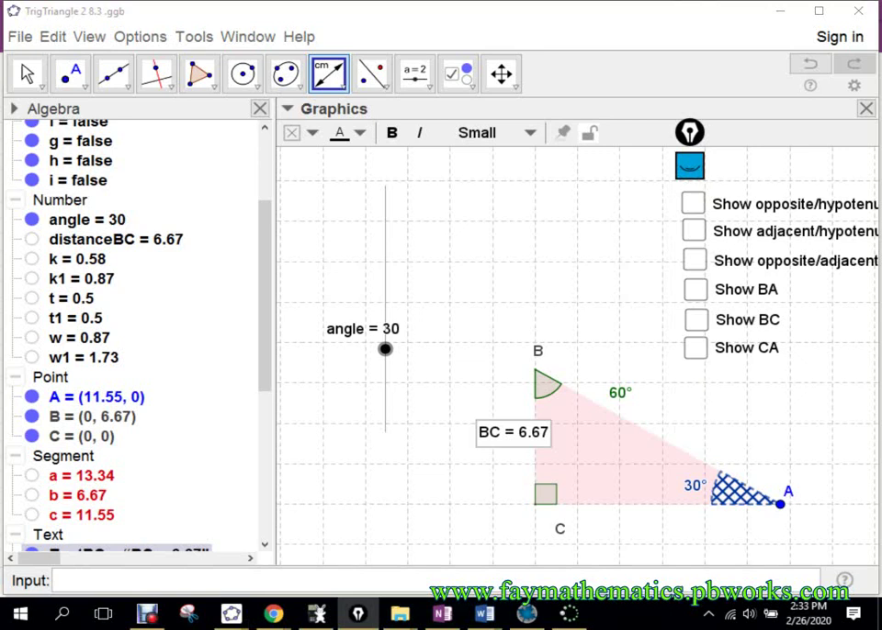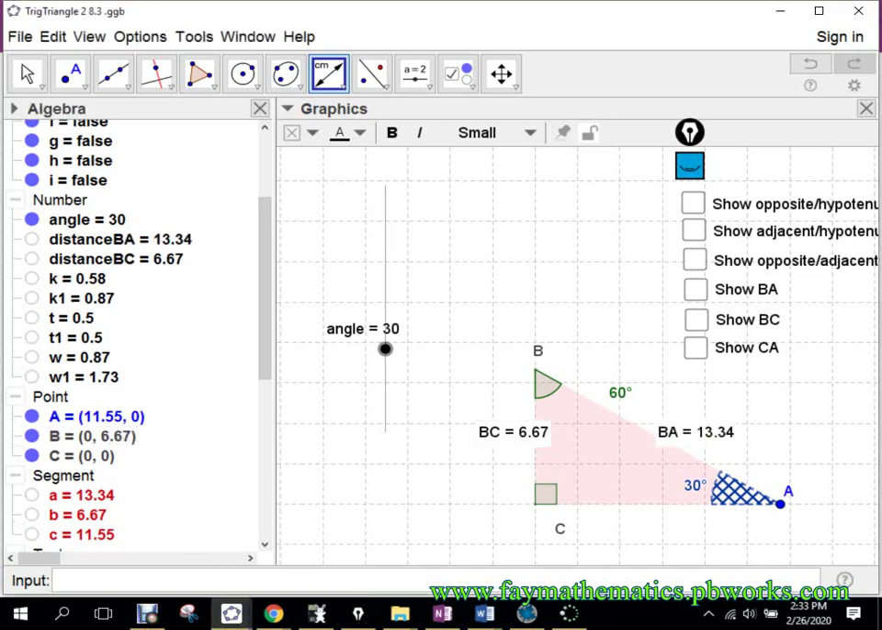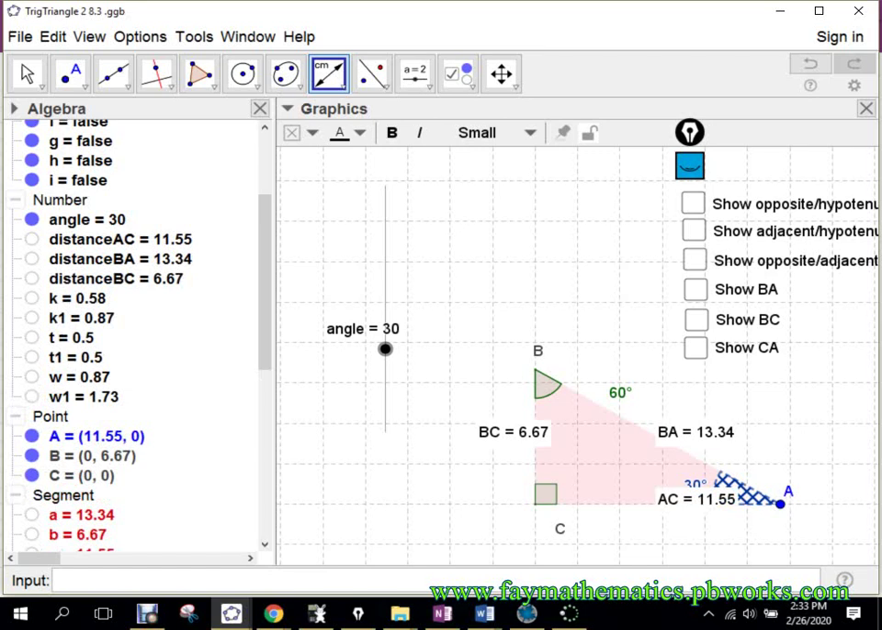What side is across from 30 degrees in a 30-60-90, in your template, using letters like maybe n and 2n? Do we remember? It's n. So then the hypotenuse is 2n, so you can double this. If I take that number and double it, it does give me that one. And then this one here, A to C, would be that number times radical 3.